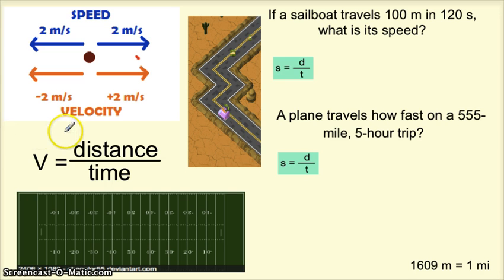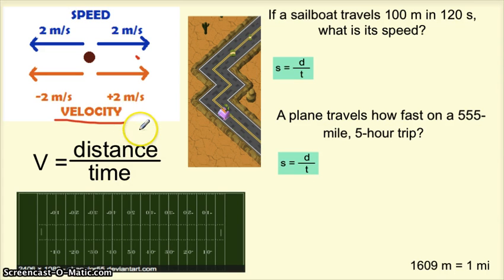Now there is a term called velocity. We use the term velocity almost the exact same way as we use the term speed. It's synonymous, I guess you might say. However, there is a slight difference between velocity and speed. Velocity usually has a direction to it.